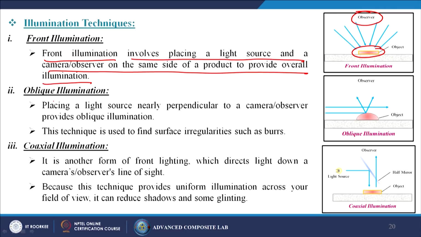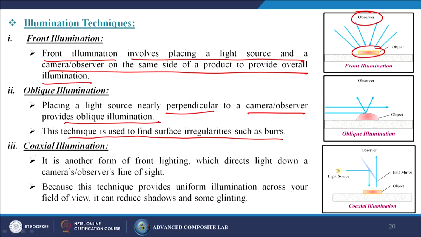Then oblique illumination. Placing a light source nearly perpendicular to a camera or observer provides oblique illumination. This technique is used to find surface irregularities such as burrs. So, this is the object, I am putting the light in this direction and then after reflecting, the light is coming to the observer's eyes. So, we are getting the image.